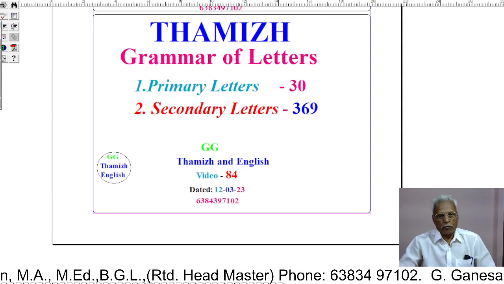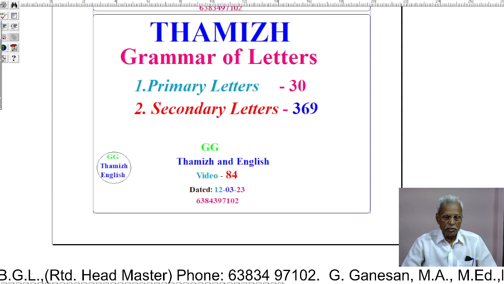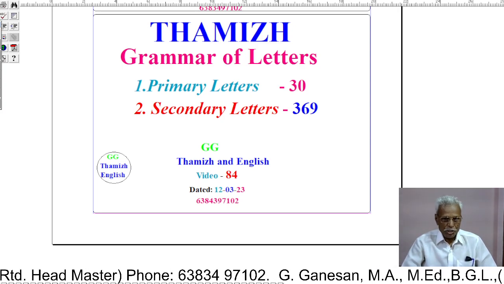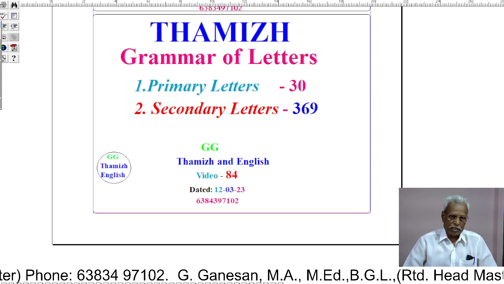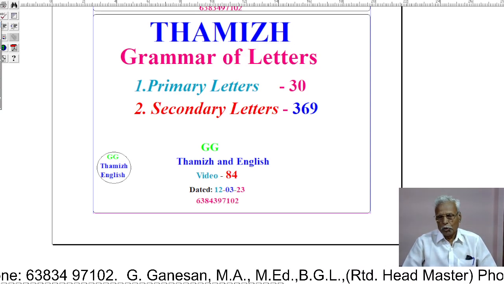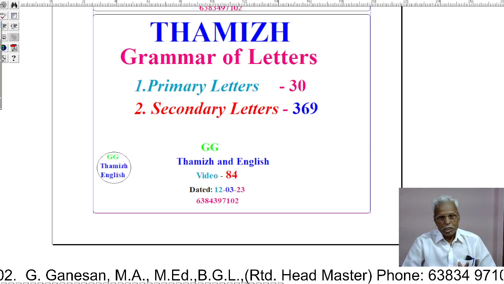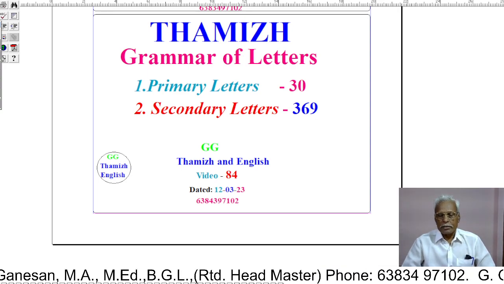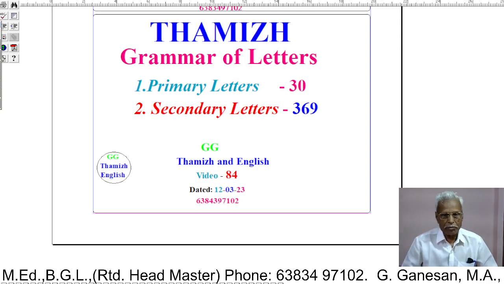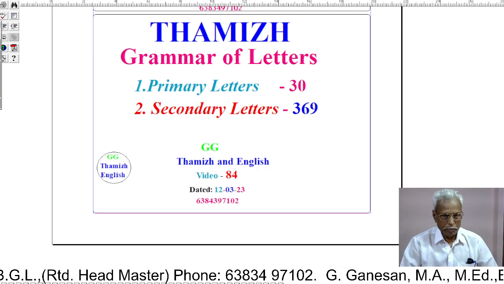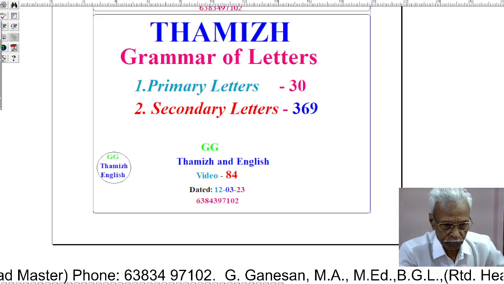Tamil, grammar of letters. Primary letters 30, secondary letters 369. Though it is told that there are 369 secondary letters, actually there are only 216 compound letters and one special letter. That's all. Thus, in Tamil, totally 247 letters are used. Come, let us see. Video number 84, dated 12/3/23.